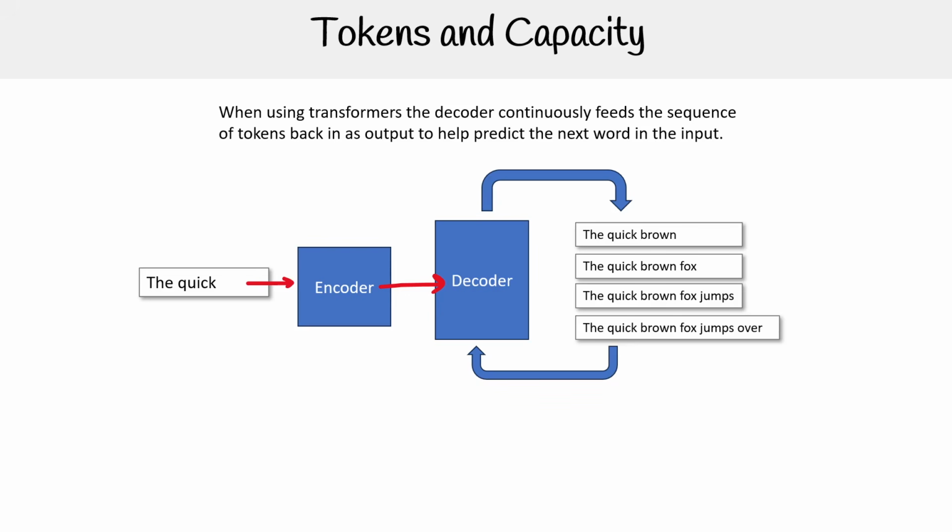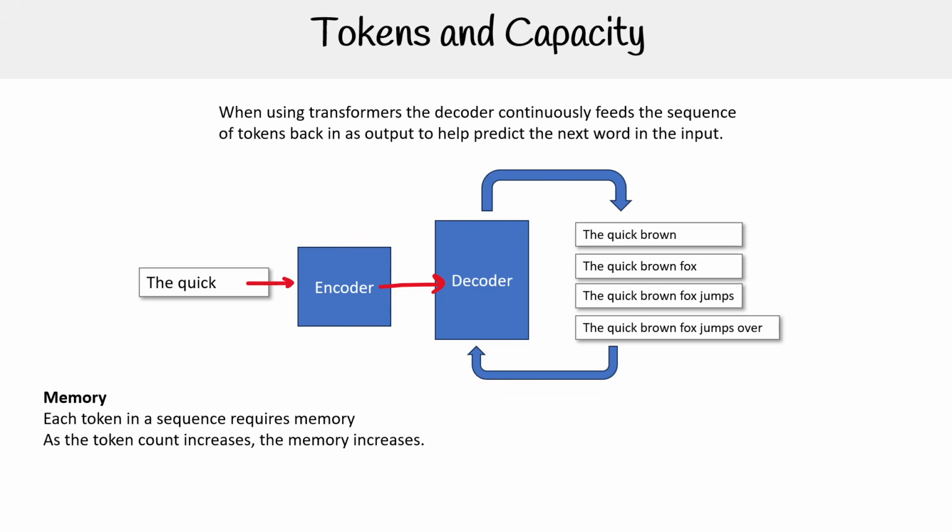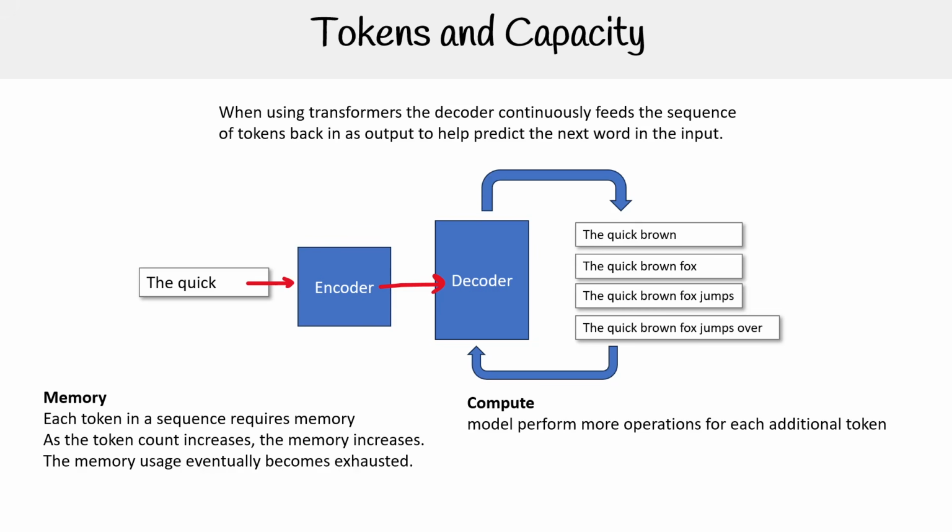There are two components that we care about, memory and compute. For memory, each token in a sequence requires memory. So as the token count increases, the memory increases. The memory usage eventually becomes exhausted and you cannot produce any more. Now for compute, a model performs more operations for each additional token. The longer the sequence is, the more compute is required.